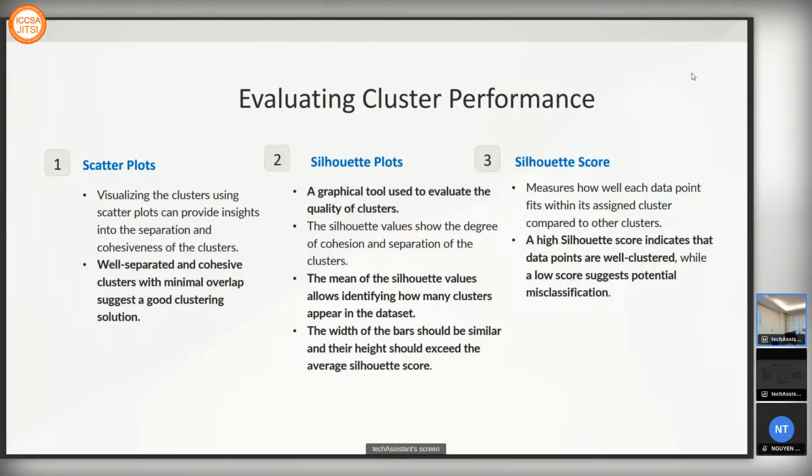Now, evaluating the cluster performance, we analyze scatter plots, silhouette plots, and silhouette scores. The scatter plots show that well-separated and cohesive clusters with minimal overlap suggest a good clustering solution. And the silhouette plot is a graphical tool used to evaluate the quality of the clusters. The width of the bars should be similar, and their height should exceed the average silhouette score. A high silhouette score indicates that data points are well clustered, while a low score suggests potential misclassification.